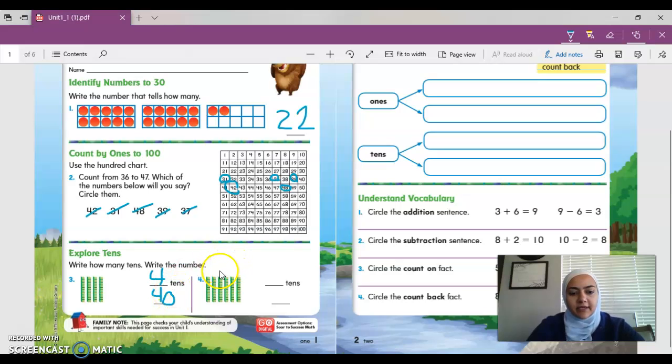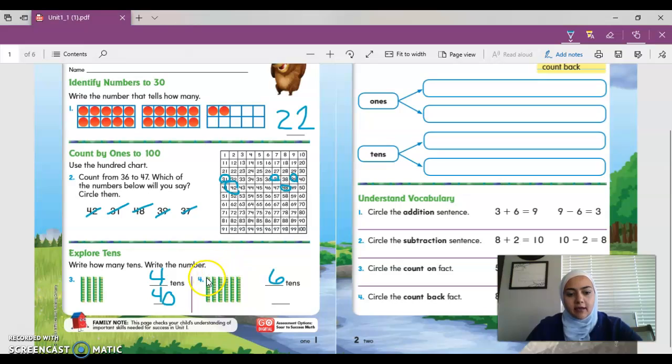40 right there. Okay, so here, how many 10 sticks do we have? We have 1, 2, 3, 4, 5, 6. We have 6 10 sticks. So we're going to write the number 6. And 6 10 sticks is the same as how many ones?